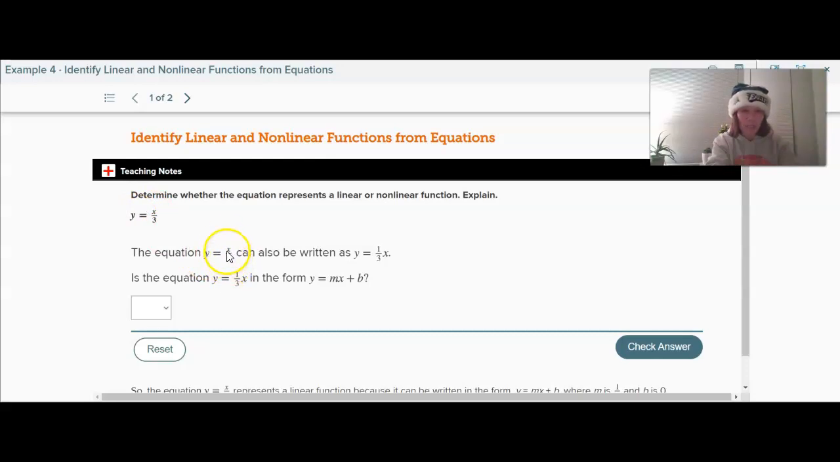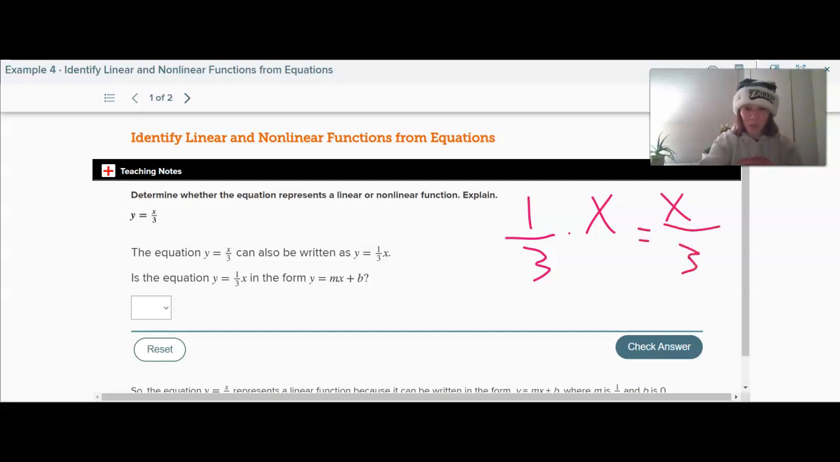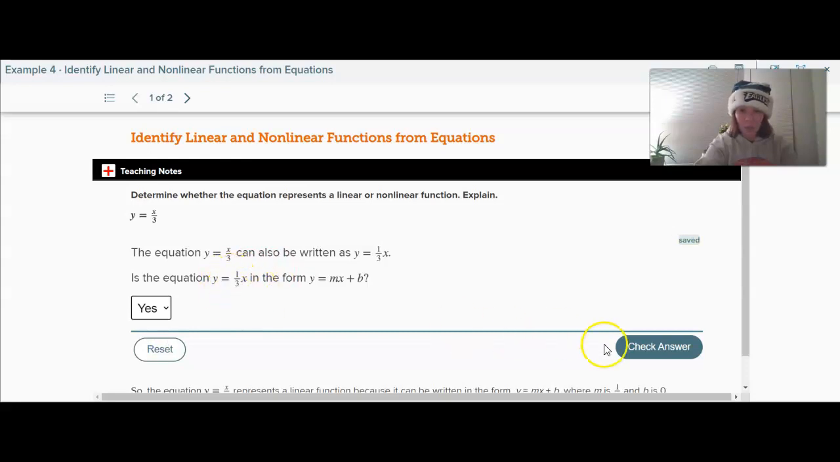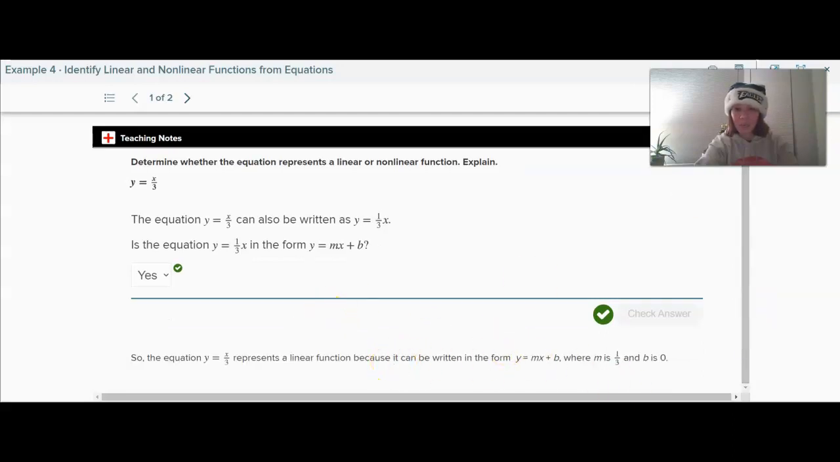Remember that in front of x is the number 1, even though it's not written. So we can rewrite this as y equals 1/3 x. So x over 3, when x is in the top of the fraction, is the same as 1/3 x. If I were to multiply that out, 1/3 times x would just be x over 3. It's the same thing. So is this equation now in the form y equals mx plus b? In fact, it is. The b is 0, but the slope is 1/3. So this is a linear function because it can be written in this form.